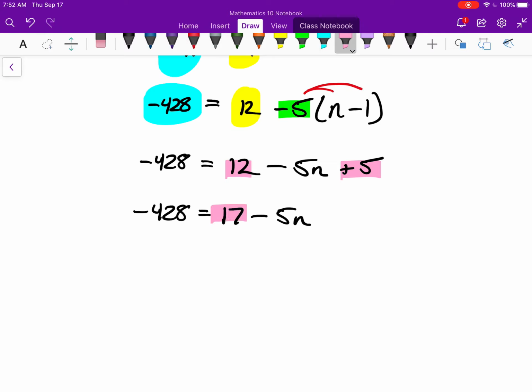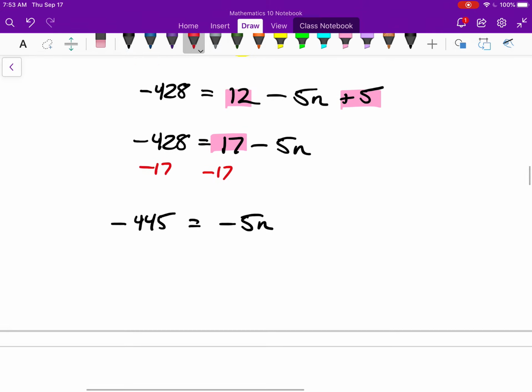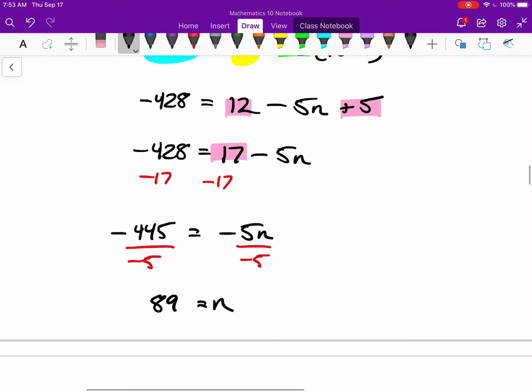I'm going to subtract 17 from both sides next. And for that, I get negative 445. Definitely can use a calculator. Equals negative 5n. And finally, I want to divide both sides not by 5, but by negative 5. And so I get n on one side, and negative 445 divided by negative 5 is a positive number, which is 89. And it's great that it's positive.